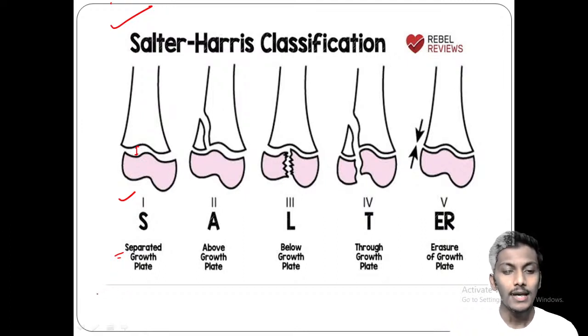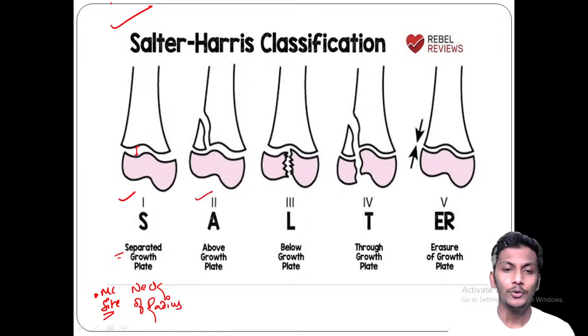And which is the most common site? We'll be discussing the most common site also, where we can see these type 1 and type 2 injuries. The most common site of type 1 injury would be the neck of radius. Please remember this. So type 2 is what? Type 2 can be remembered by A, that is, above the growth plate. The separation is occurring above the growth plate.